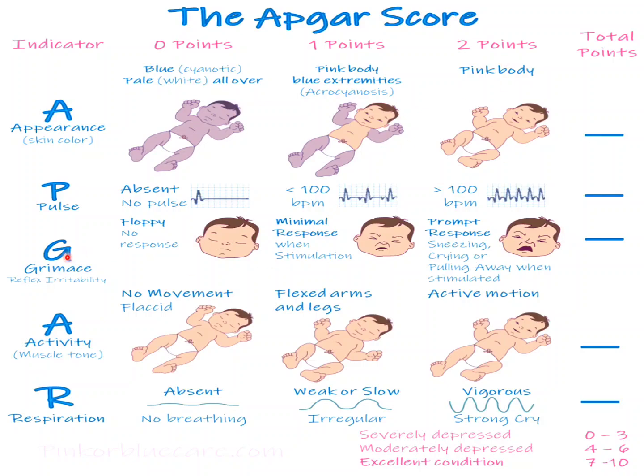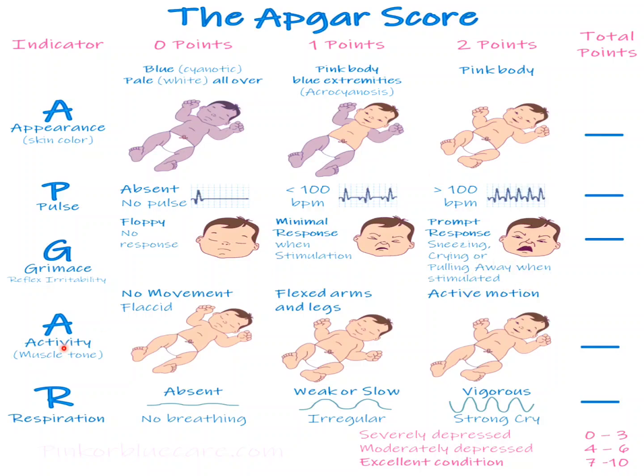Next sign is grimace or reflex irritability or reflex response. Check the baby's reflex irritability. A strong response like crying, coughing, sneezing, then score is 2. If there is no response, then score is 0. If minimal response is present, then our score is 1. So the prompt response like sneezing, crying or pulling away when stimulated, then score will be 2.